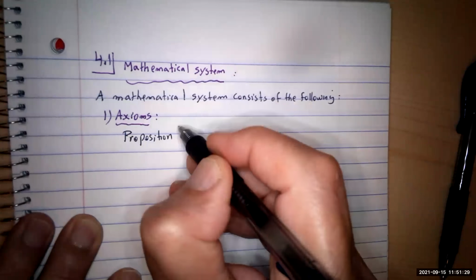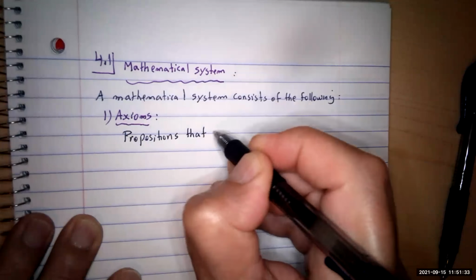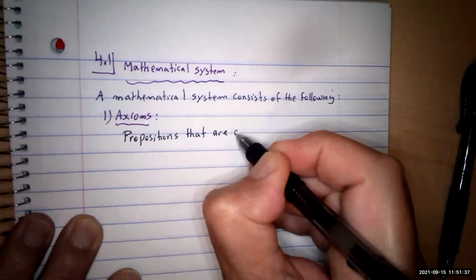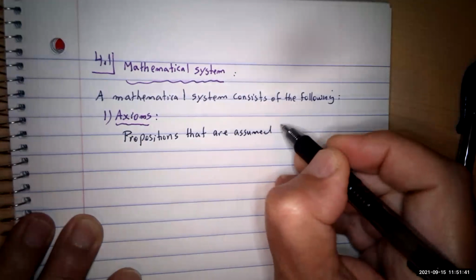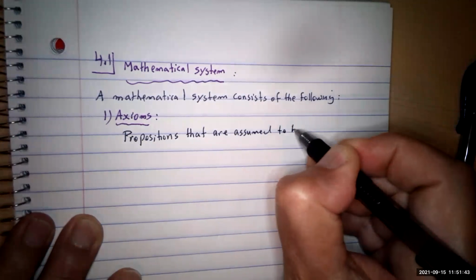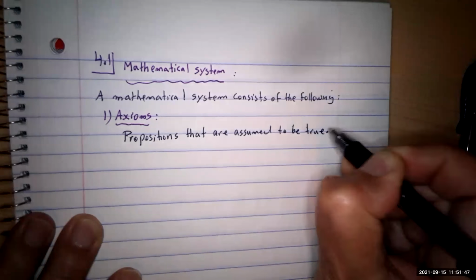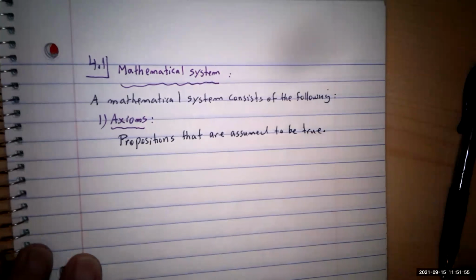that are assumed to be true. So these are called axioms of each system. We have some of these ideas. That's the term axioms.